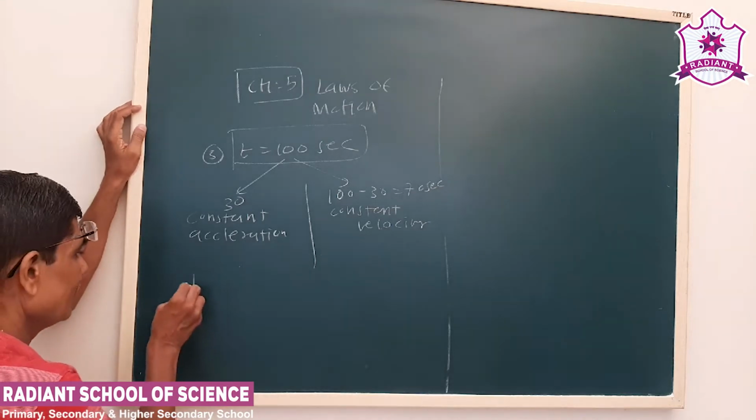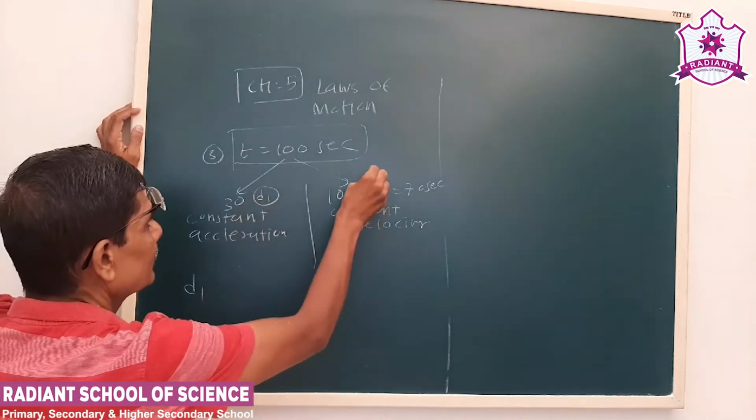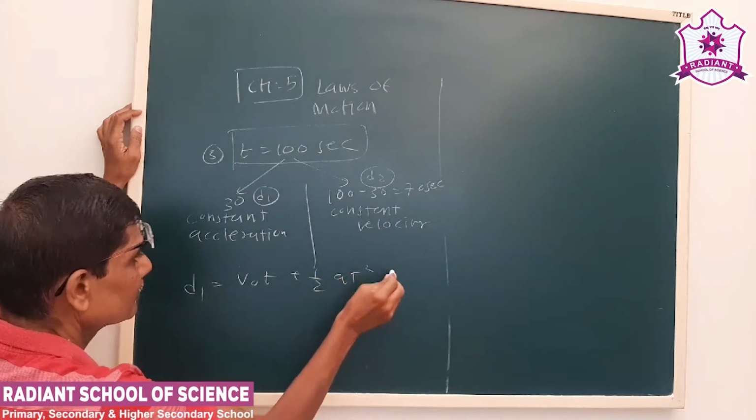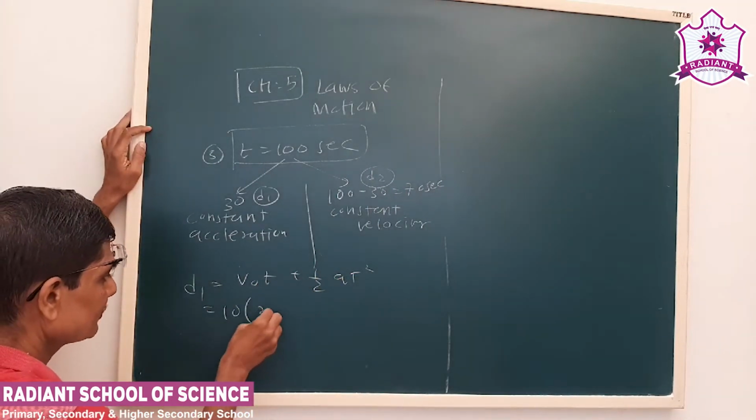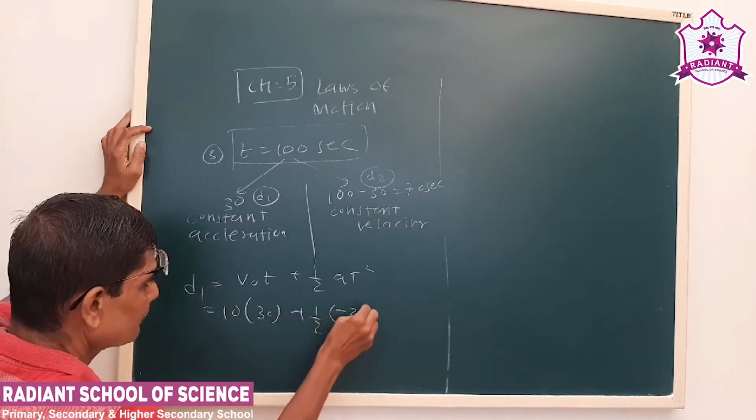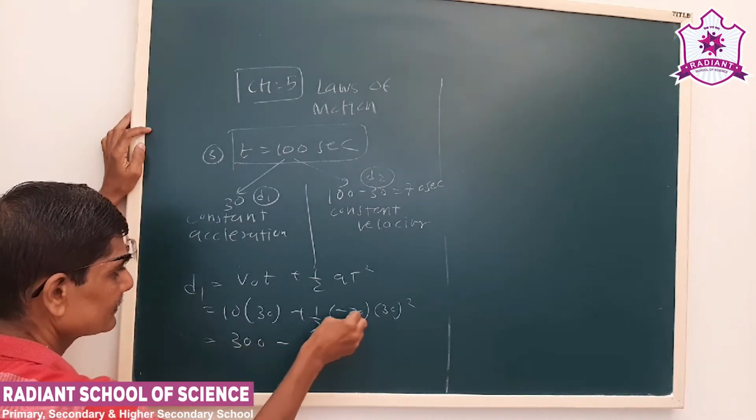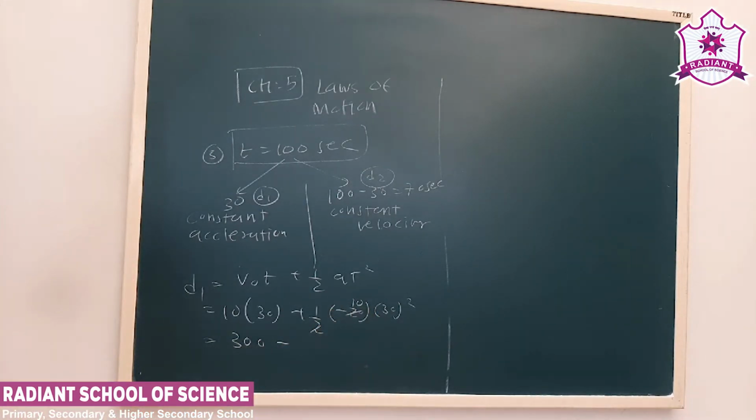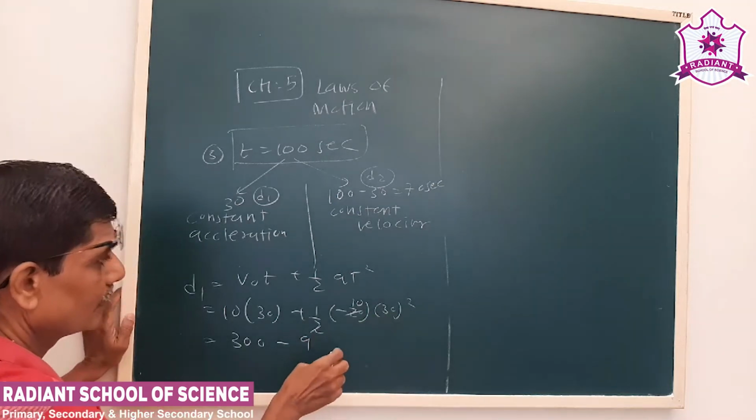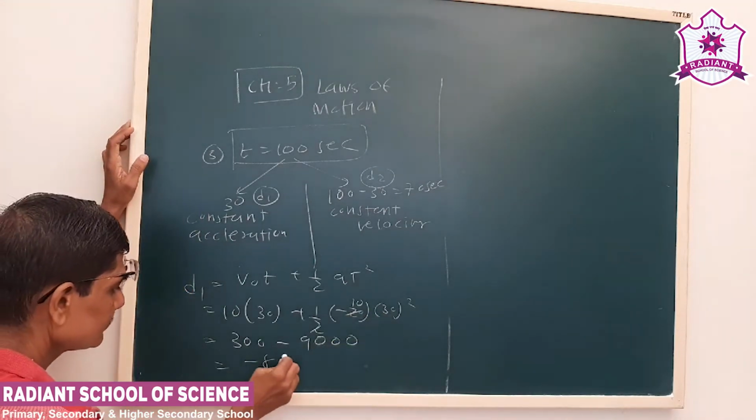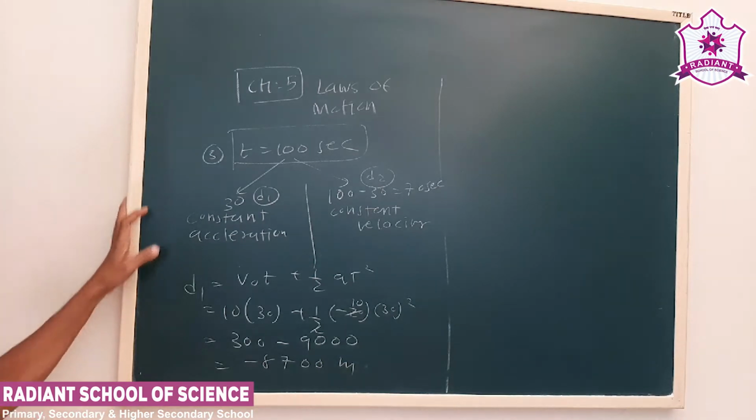Again we have the same formula, that I call d1, and this I call d2. d1 is v0 t plus half a t square. Here v0 is 10, time is 30, acceleration is minus 20, 30 square, 900 into 10, minus 9000. Okay, this is the distance covered in the first 30 seconds.